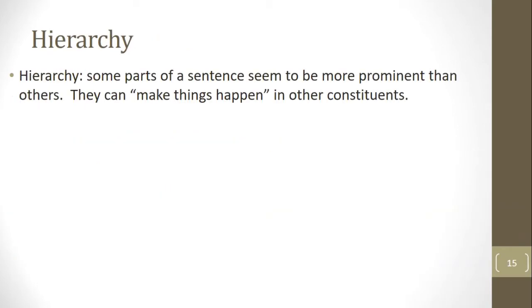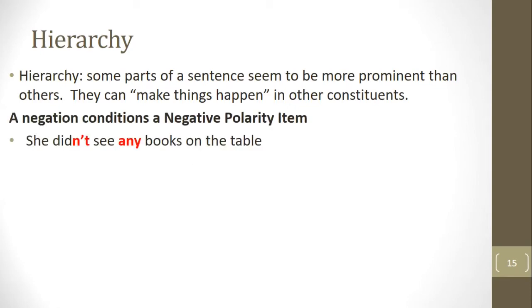Hierarchy. Hierarchy is the idea that some parts of a sentence seem to be more prominent than others. Informally speaking, they can make things happen in other constituents. Here are some examples. If you look at a sentence like, she didn't see any books on the table, there's a negation, didn't, and there's also a determiner or quantifier, the word any. And in this sentence, it kind of means some. So she didn't see any books on the table means that she didn't see some books on the table.